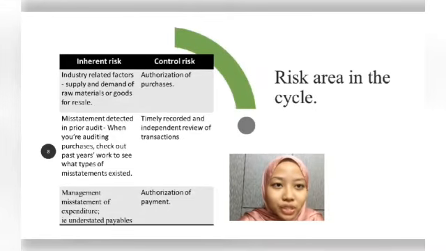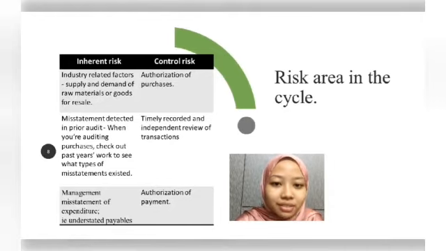Risk areas in the purchasing cycle are divided into two, which are inherent risk and control risk. First, I will explain the inherent risk. The first point for the inherent risk is industry-related factors, which are affected by the supply and demand of raw material or goods for resale.